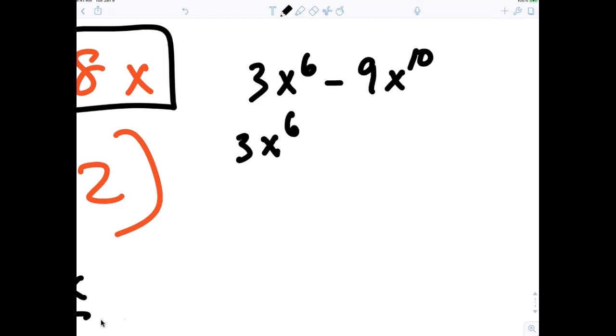X to the 6th. Is x to the 2nd a factor? Yes. Is x a factor? Yes. Is x squared? Yes. X cubed? Yes. X to the 4th? Yes. X to the 5th? Yes. Is x to the 6th the greatest? Yes. That's what we're looking for. That's what that G stands for. You're looking for the greatest.